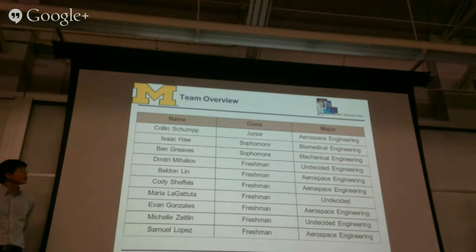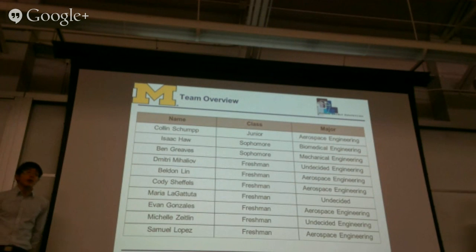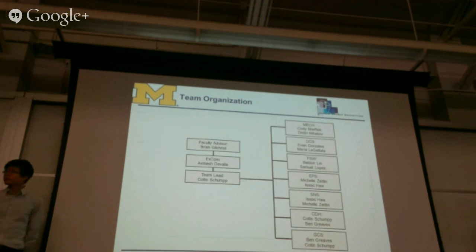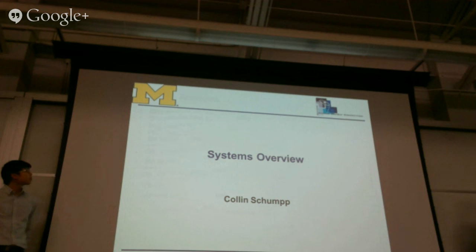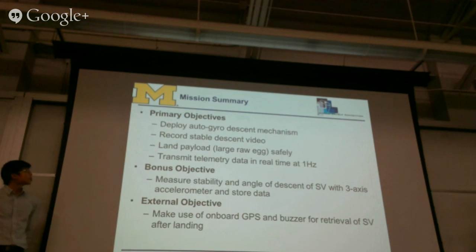Here's an overview of the team. I'm Colin Shum. Organization, so at the top, faculty advisor Brian Gilchrist, next is Alan Trubala, team lead. Our team is broken up into subsystems. You'll see them present there. There are some acronyms you'll see in the presentation. And now systems overview. So, mission summary.